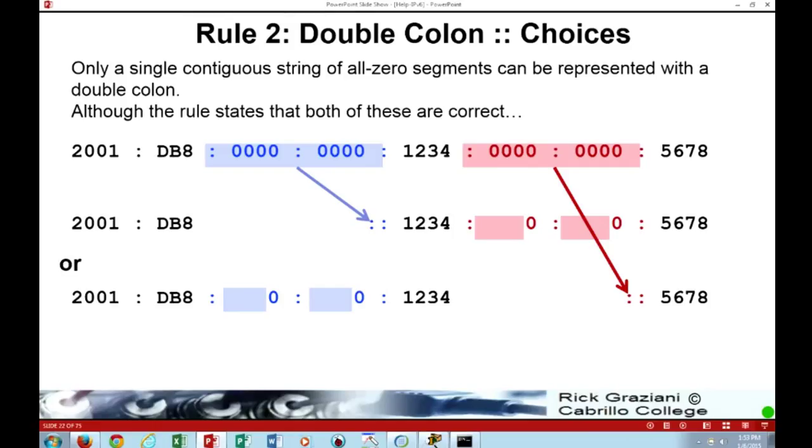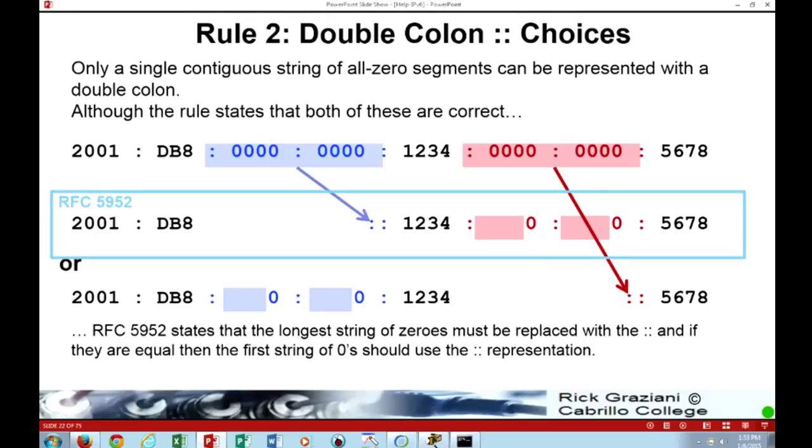Both of these are really okay. But of course, they like to have a rule for everything, so there's actually an RFC that states this. Whenever you have more than one string of all zero hextets, use the double colon on the longest group, which makes sense. But in this case, they're both two hextets. So the rule states that when they're equal, use the double colon on the first group. I've seen it written both ways, but this is just to standardize things a little bit more.